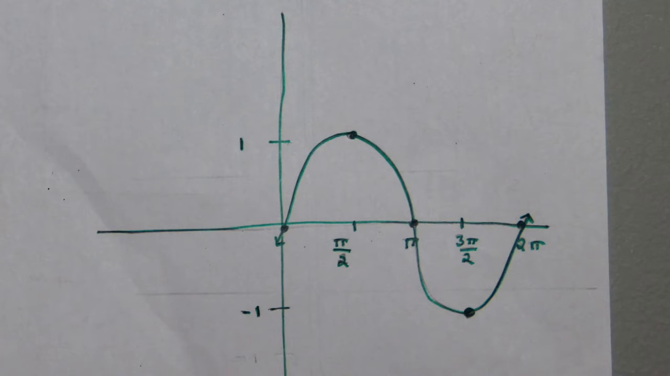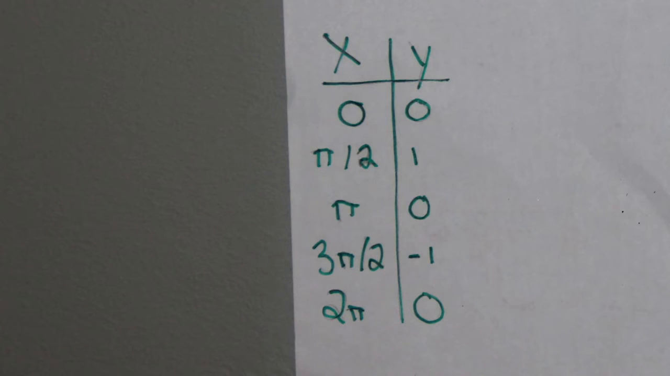Now label your axes. The y-axis is incremented according to the amplitude, and the x-axis according to the period over 4 in radians. Plot your points accordingly, and then connect the dots with a curved line.